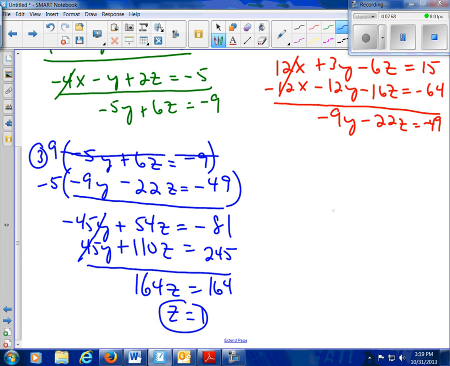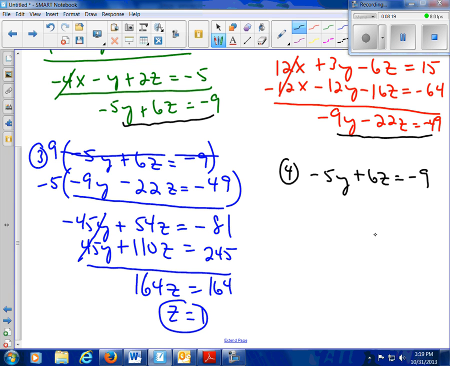So once I have z, the fourth step is going to be taking one of the two equations that I had with just y and z in it, and let me pick the first one. Negative 5y plus 6z equals negative 9.